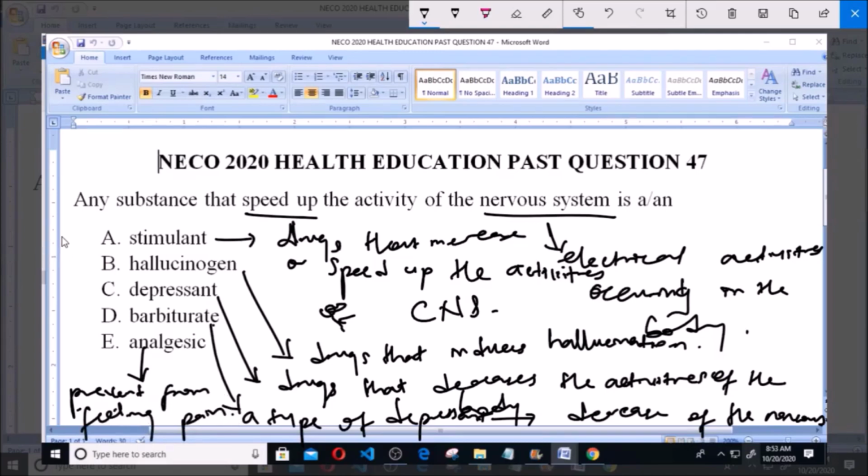Now the question says a substance that speeds up the activity of the nervous system. And like I have described, stimulants are drugs that increase or speed up the activities of the central nervous system. So they speed up the activities of the nervous system, and therefore stimulant is the correct answer to this question, which is option A.